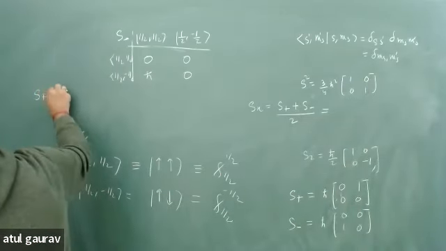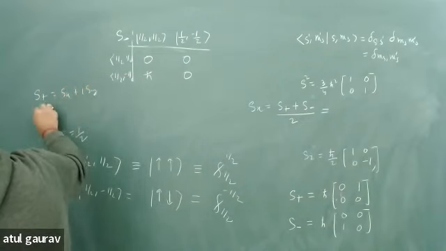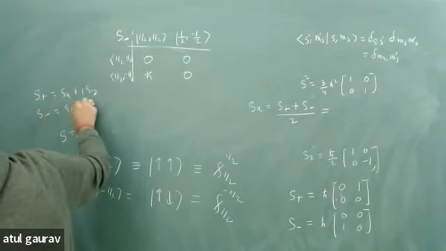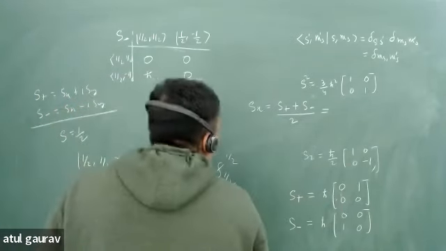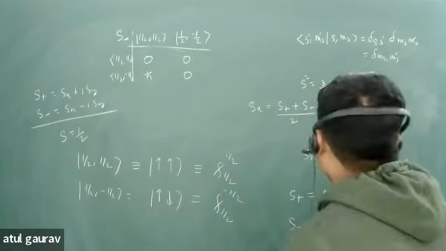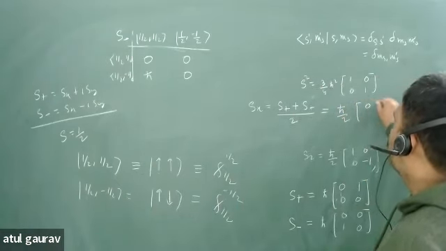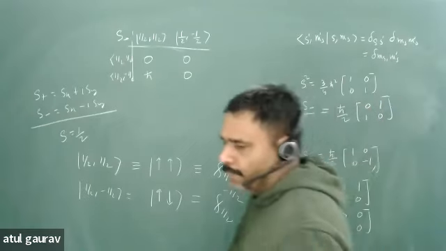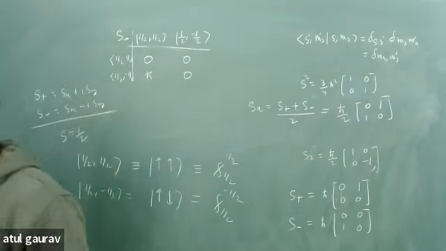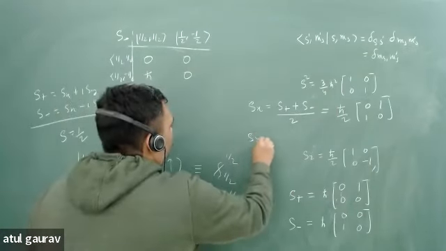S plus operator is Sx plus i Sy. S minus operator is Sx minus i Sy. If you add both, you will have this thing. So Sx operator is h cut by 2, 0, 1, 1, 0. This is not diagonalized, isn't it? And similarly, we have to calculate Sy operator.